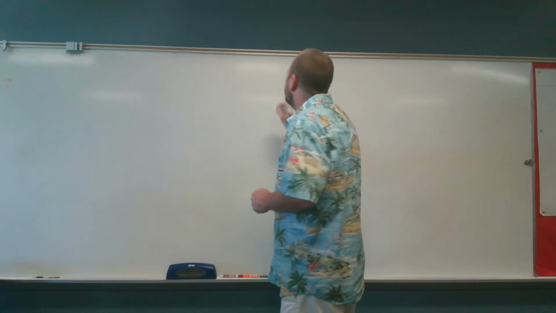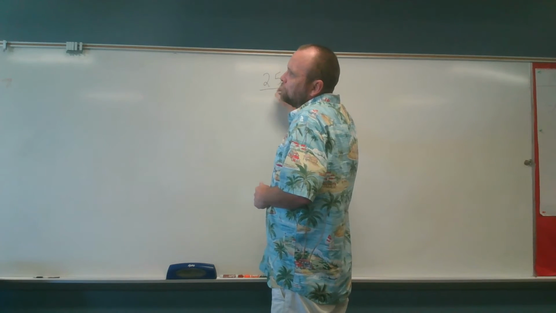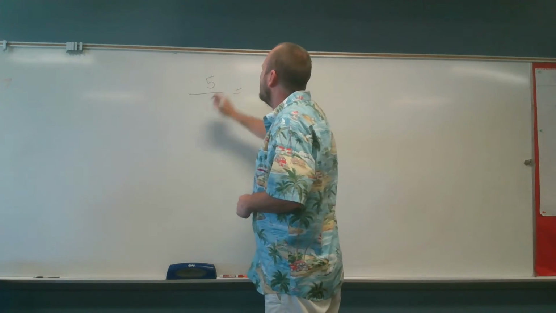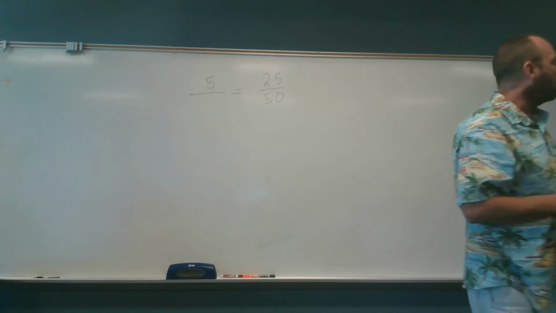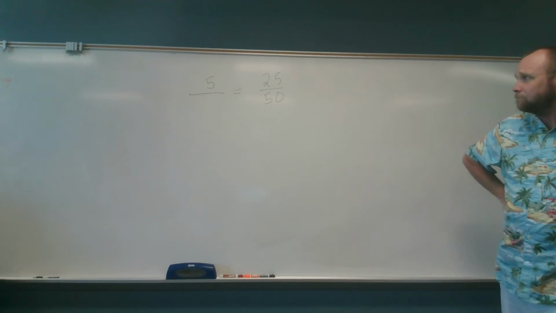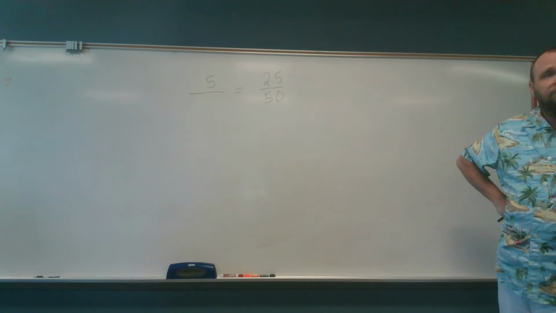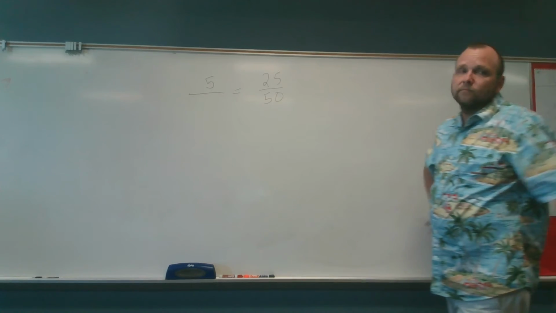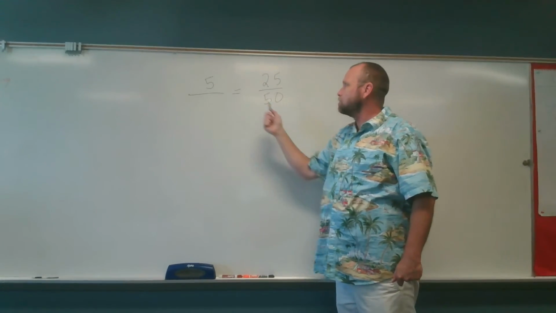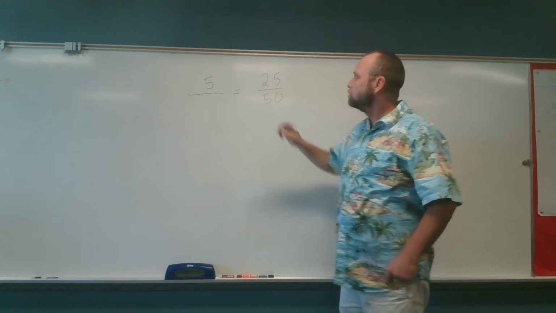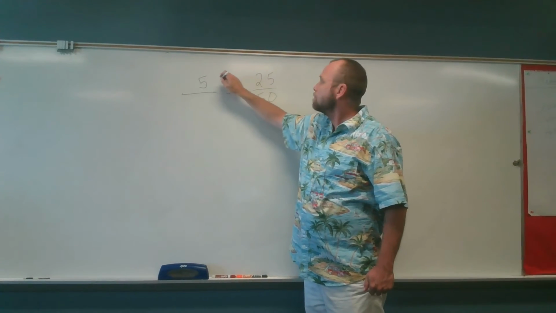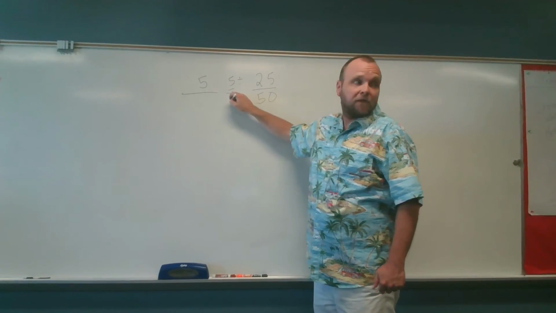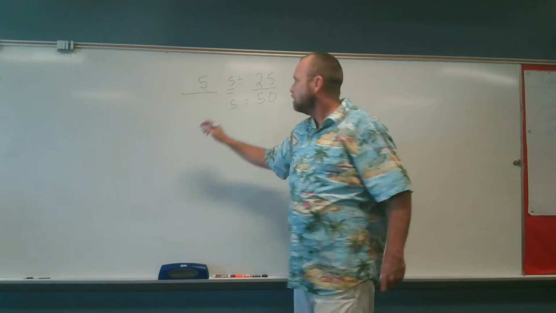All right, let's do it this way, though. Let's take 25/50 equals 5 over what? This time we're going the opposite direction. Okay, 5, 10, 15... It's 10. Oh, wait, no, not 10. This way we're going from 25 to 5, so we have to divide by 5. 25 divided by 5 is 5. 50 divided by 5 is 10.